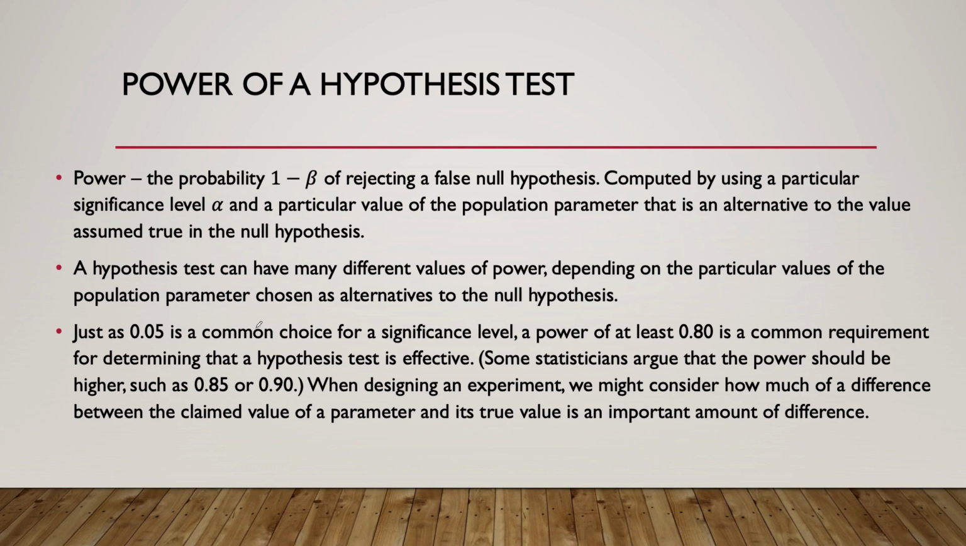Just as 5% is a common choice for a significance level, a power of at least 0.80 is a common requirement for determining that a hypothesis test is effective. Some statisticians argue that the power should be higher, such as 0.85 or 0.90. When designing an experiment, and of course that also depends on the seriousness as well, we might consider how much of a difference between the claimed value of a parameter and its true value is an important amount of difference, and also the repercussions of said test as well.